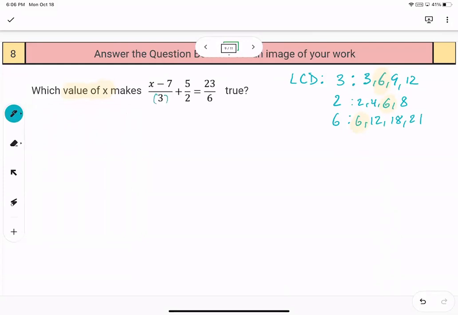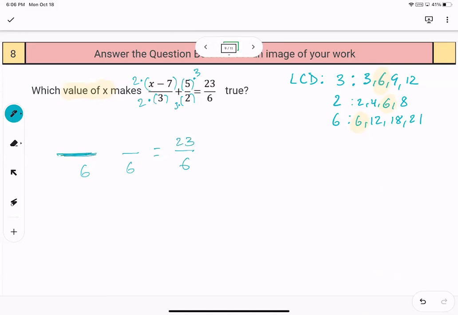So 3 times 2, and what you do to the denominator, you do to the numerator. In order to turn 2 into 6, I'm going to multiply that by 3. And again, what you do to the denominator, you do to the numerator. And then the last one is already 6, so I can leave that one alone. So we should have 3 fractions. They should all be over 6. And we know this one is equal to 23 over 6.